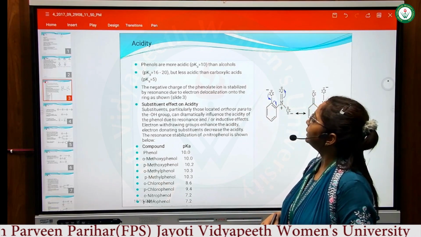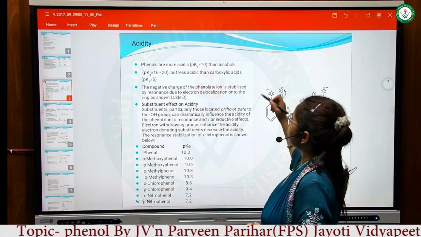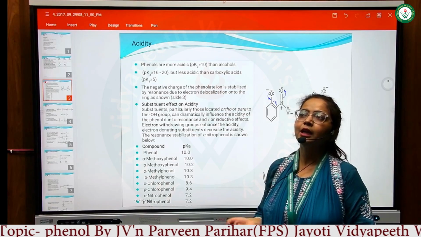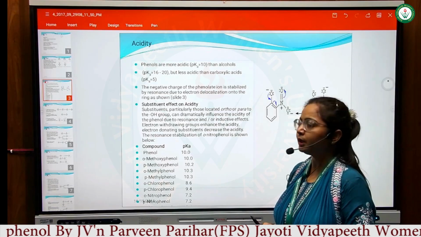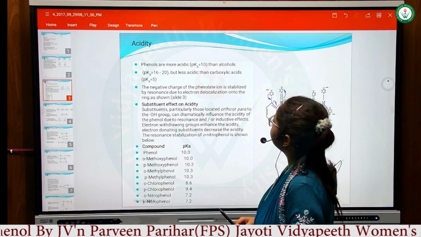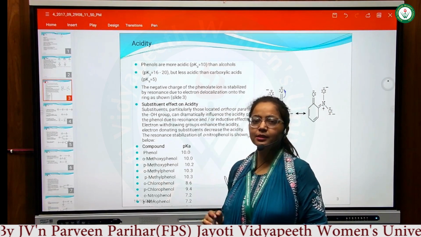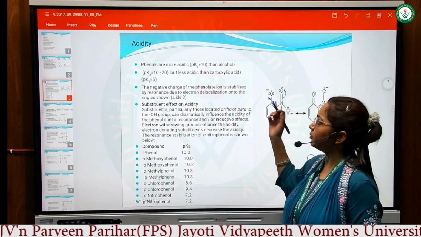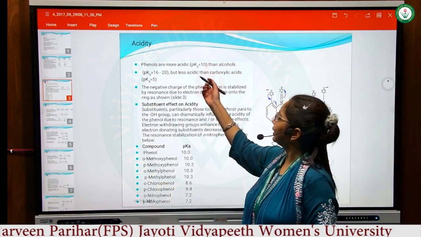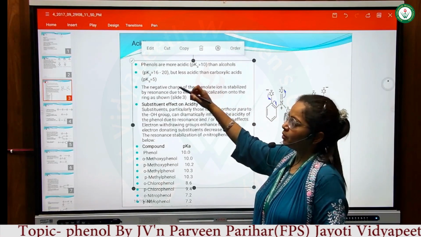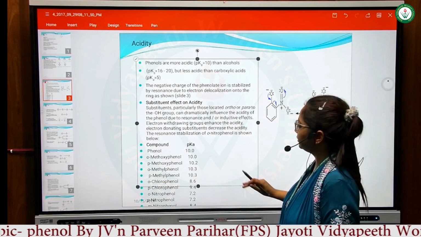Why? Because in phenols the anion which is formed due to the release of H plus ion is more stable than in alcohol because of the resonance of the phenoxide ion. But phenol is less acidic than the carboxylic group. If we compare phenol with carboxylic acid, it is less acidic as compared to carboxylic acid. So phenols are more acidic than alcohols but less acidic than carboxylic acids.